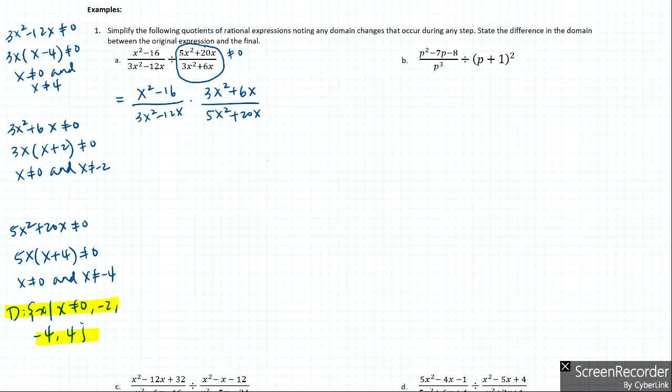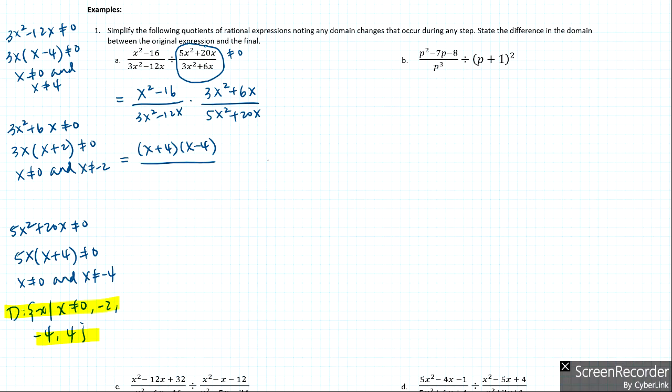And at this moment, I think you can see why we really want to make sure that 5x squared plus 20x is non-zero to start with, because now this becomes our new denominator. So that is a domain restriction that we have to worry about, and that gave us x doesn't equal 0 and x doesn't equal negative 4. Now from here, we can start working with a factoring process. X squared minus 16 is a difference of squares, so that's x plus 4, x minus 4. That can be factored out.